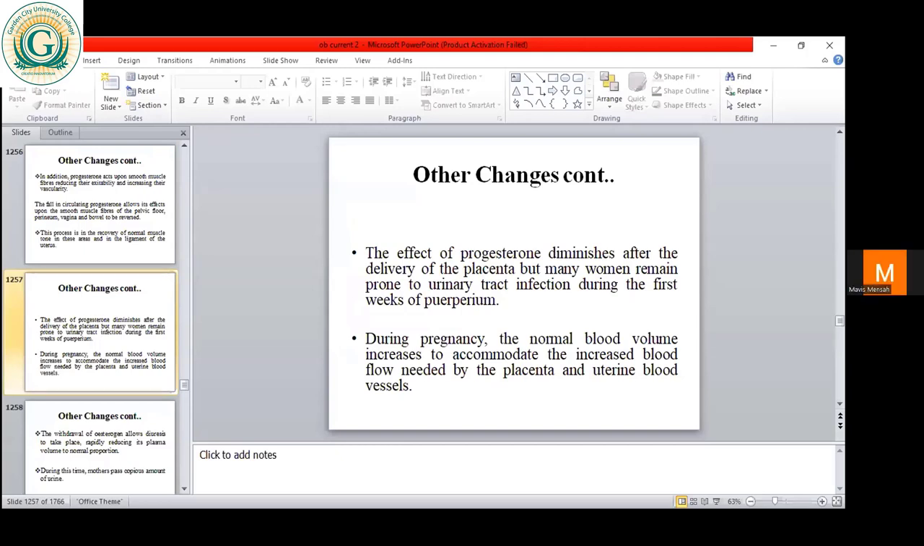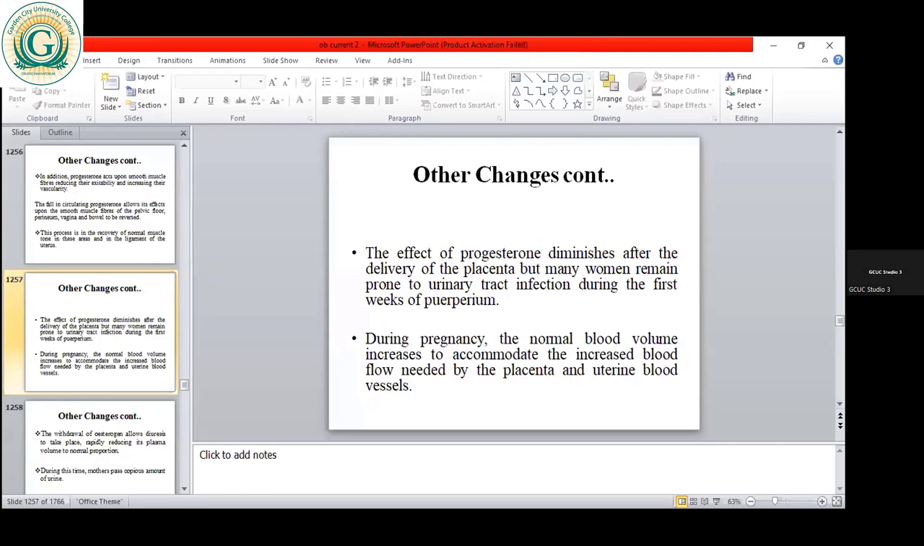But many women remain prone to urinary tract infection. Remember, when progesterone's effect is on the ureters, urine flow becomes stagnated. So when the placenta is delivered, progesterone goes down and all these things come back to normal. The ureters become very active, normal, and discharge urine the way it should.